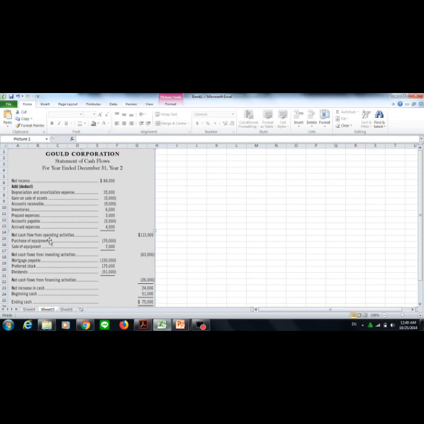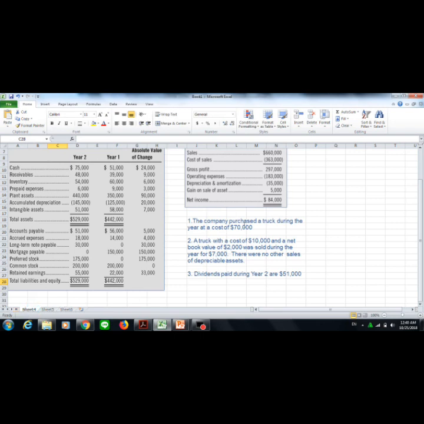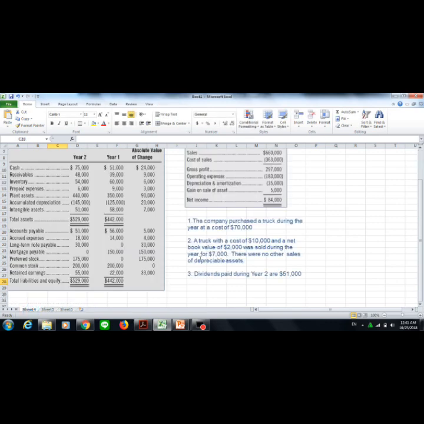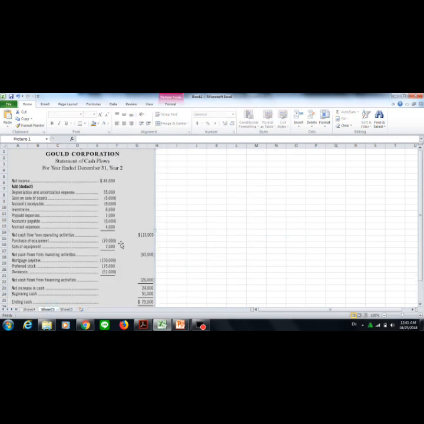So we jump into investing activities, purchase of equipment. Here, the company purchased a truck during the year at a cost of 70,000. Sale of equipment 7,000. So a truck with a cost of 10,000 and a net book value of 2,000 was sold during the year for 7,000. So we got net cash flow from investing activities.